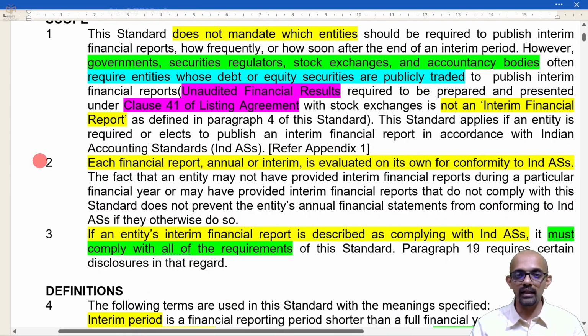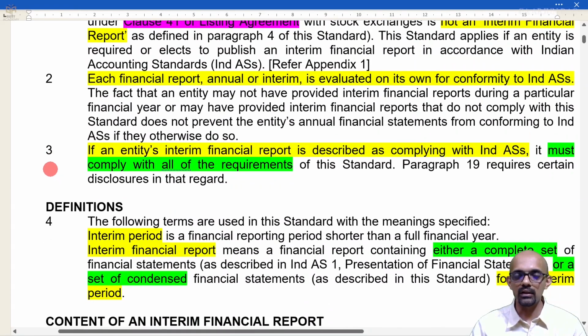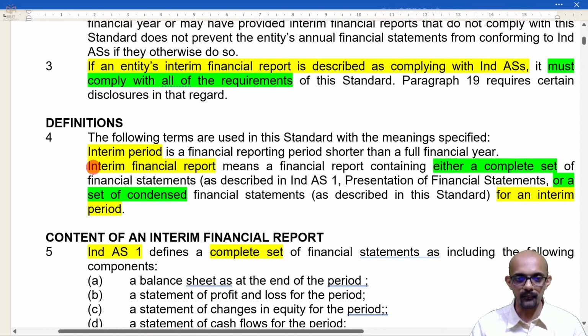So the interim report is evaluated independently, right? It is like any other period. Each period's financial statements, this year compared to the previous year, is a different year. In the same way, an interim period is also a different period. So it is evaluated independently. And there is a disclosure statement that if this standard is complied with, it has to be explicitly stated. All requirements have to be complied with.